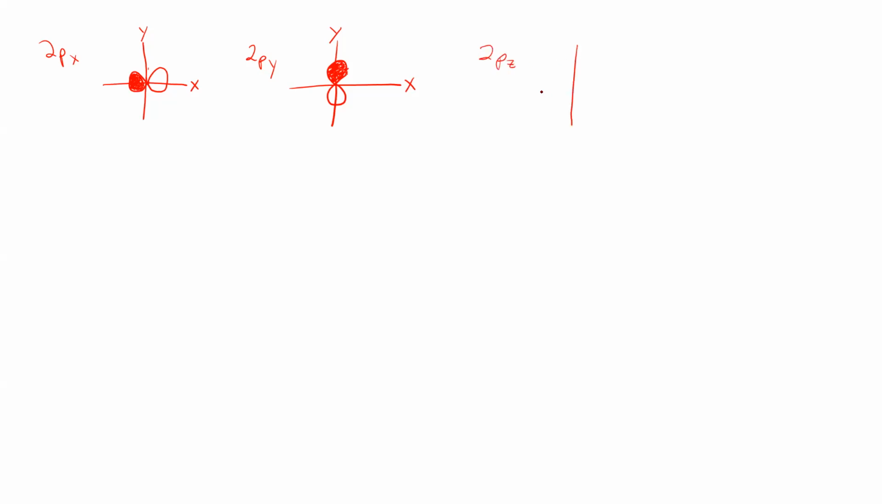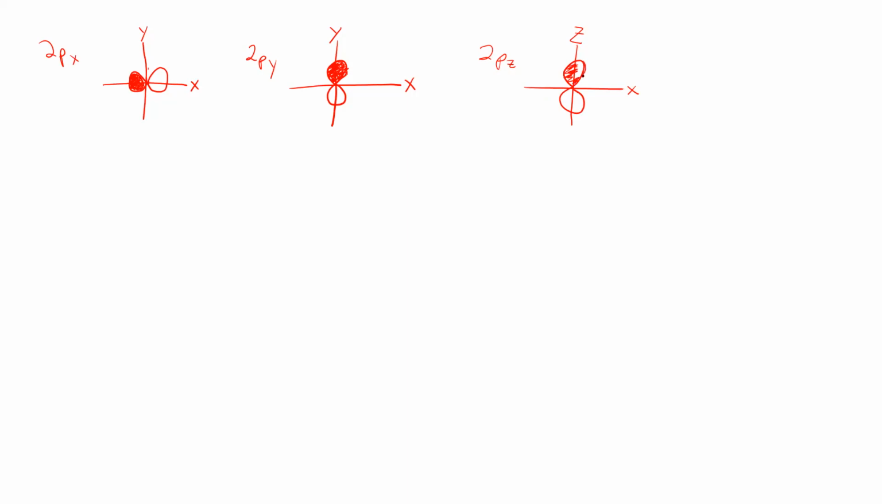I tend to do my 2pz orbital with my x and z axes. It doesn't really matter which one you do, as long as your orbital is lying on the z-axis. Because remember, the orientation of the Cartesian coordinate system that we draw is arbitrary, just based on how we want to draw it. And so we'll shade in one of those two lobes.